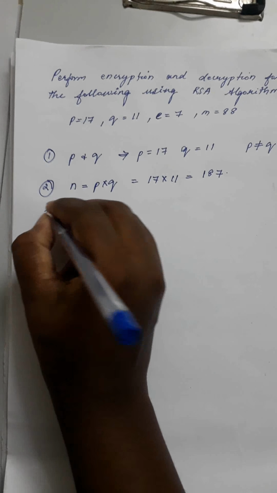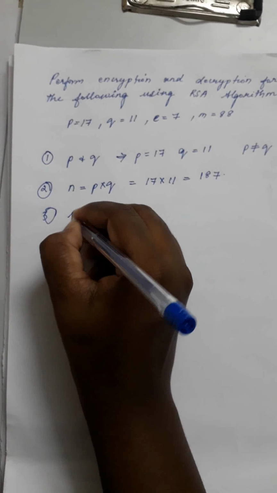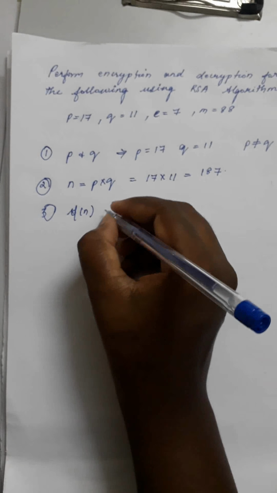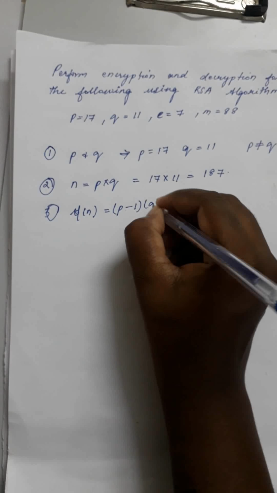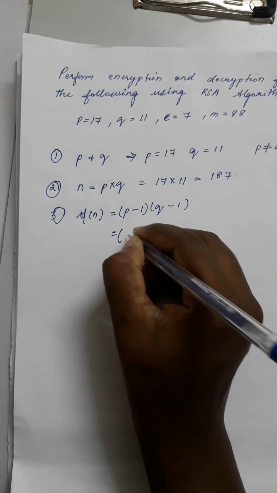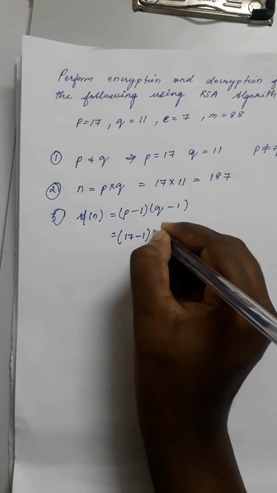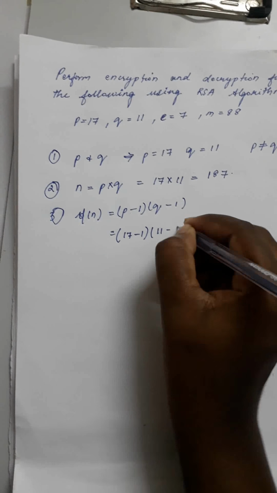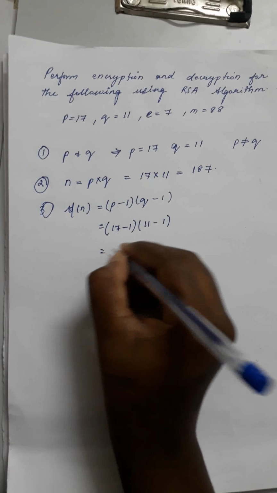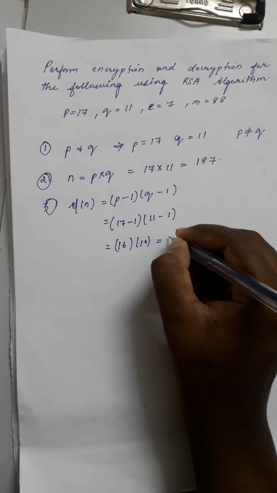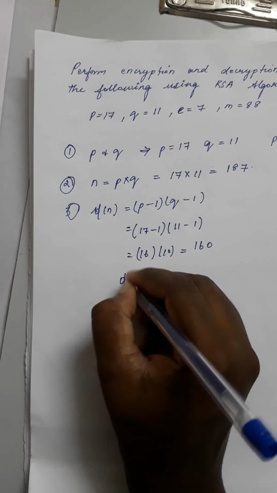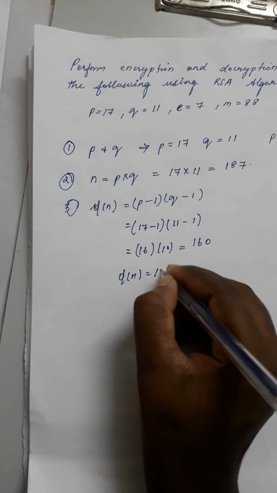Now the third step is to calculate phi of n, where phi of n is given by (P minus 1) into (Q minus 1). The value of P is 17 minus 1, value of Q is 11 minus 1. 16 into 10, the value is 160. So the value of phi of n is 160.